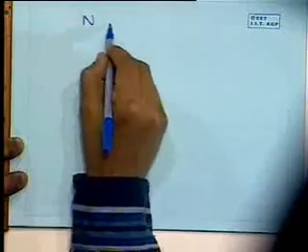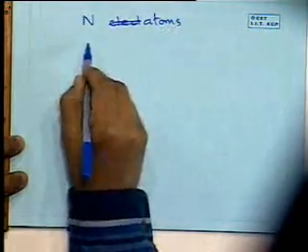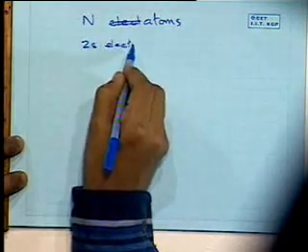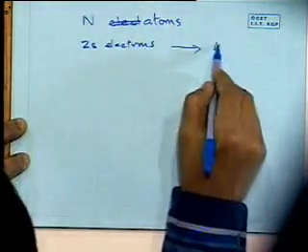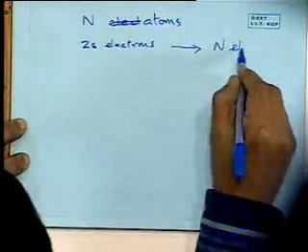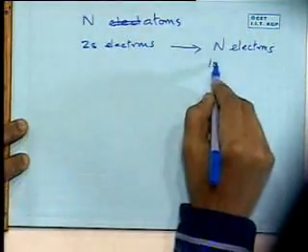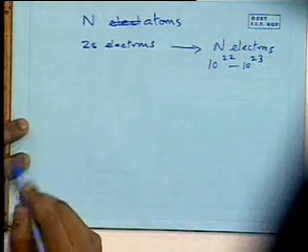So we have n atoms being involved here. How many 2s electrons are there? Since there's only 1 electron for every 2s, we'll have n number of 2s electrons. And as I said, these are of the order of 10 to the power 22 to 10 to the power 23 per centimeter cube.